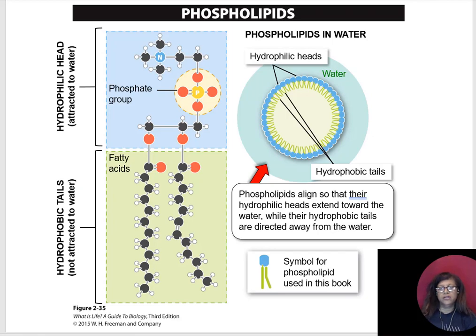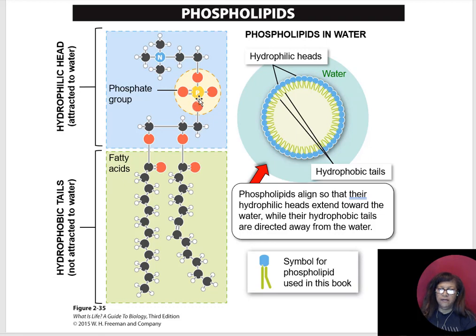But I want to take a closer look at phospholipids. Remember I told you that phospholipids make up our cellular membranes. Every cell in our body, the cell membrane, is made of phospholipids. So I want to look closer at that. So here we have 2 parts to a phospholipid. It has this phosphate group, hence the name.